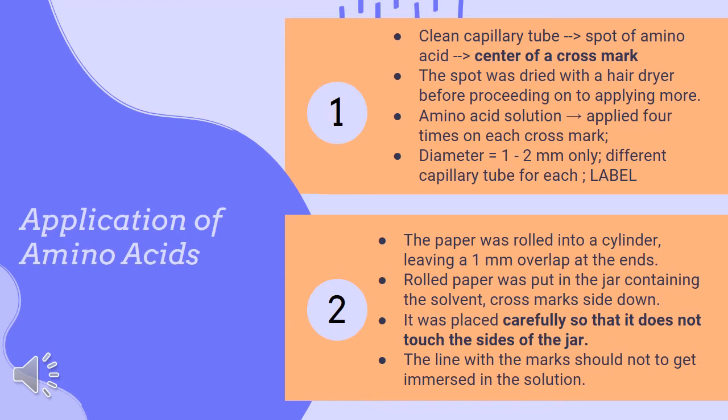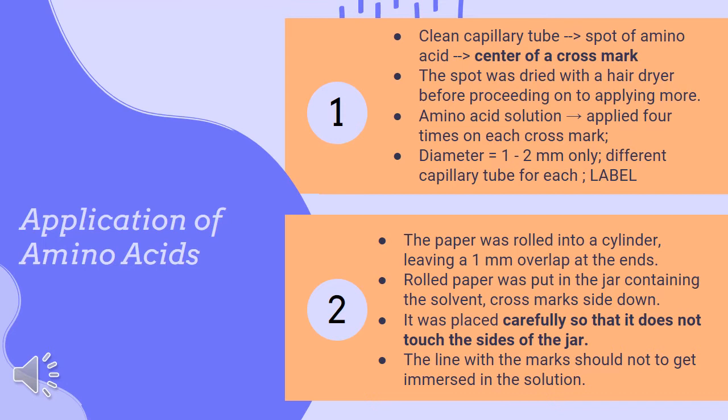For the next part, we have the application of amino acids. A clean capillary tube was used to apply a spot of amino acid at the center of a cross mark. The spot was dried with a hair dryer before proceeding on to applying more. The amino acid solution was applied 4 times on each cross mark, following this apply, dry, apply routine. It was noted that the diameter of the final spot was only about 1 to 2 millimeters, and that a different capillary tube was used for each amino acid solution.